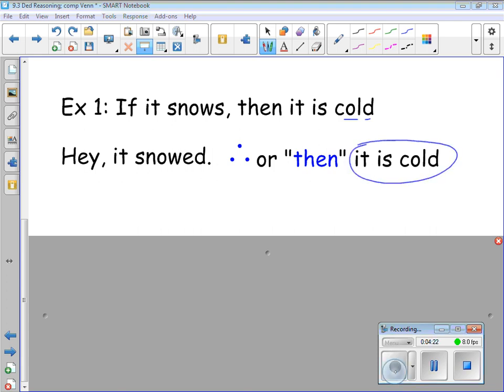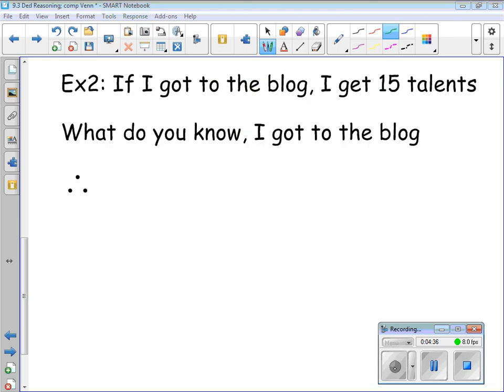Let me just take a quick second and remind you that the hypothesis is this first part. Remember, we do not include the if. And the conclusion of this conditional statement is the last part. We do not include the then. All right, here's another one. Give yourself a shot at this one, see what you get. Put me on pause.